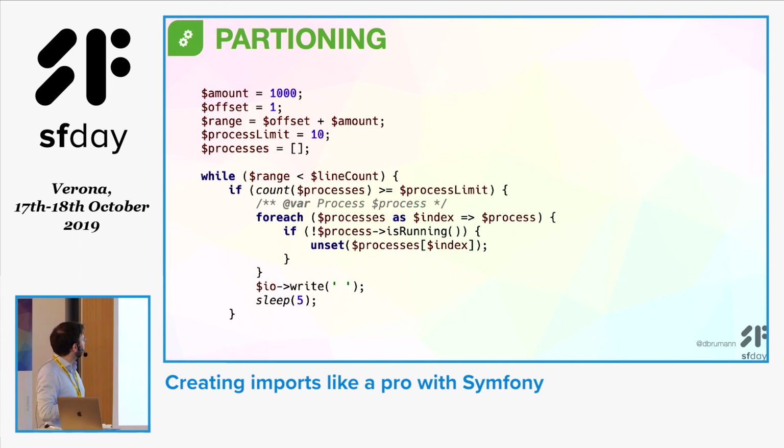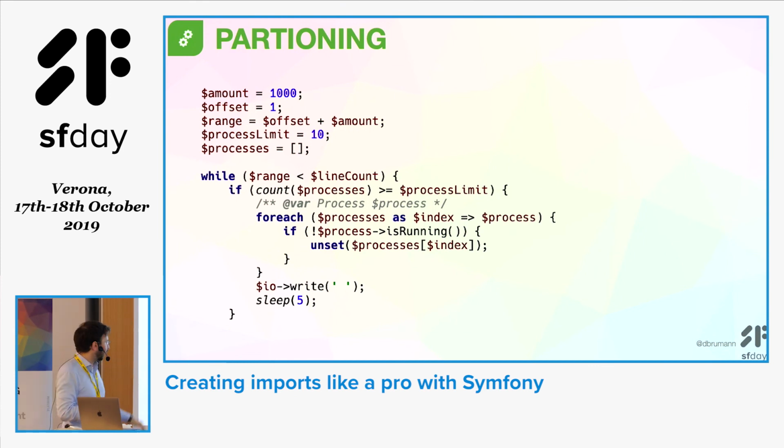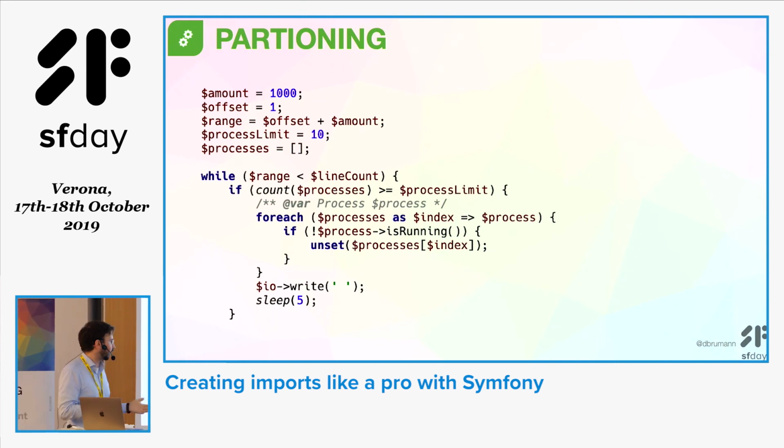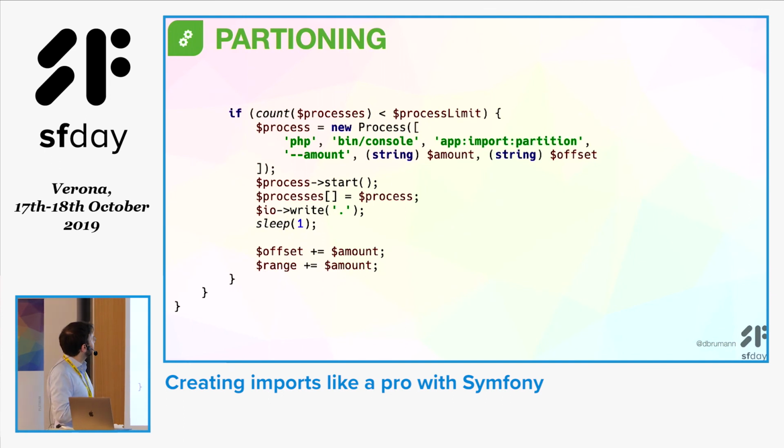And then for all these lines, I will collect some processes. So I set a limit on how many processes I want to run. Check continually if a process is running. If so, I don't want to start a new job, I just sleep for a few seconds.